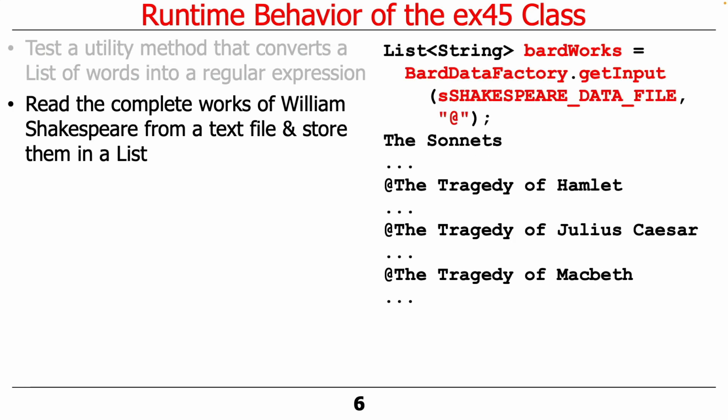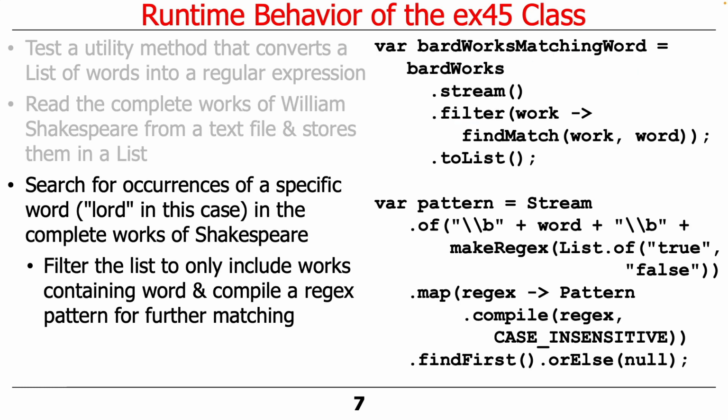We then also read the complete works of Shakespeare from a text file and store them in a list. You can see how we do that here. We then use a couple of other methods to search for occurrences of a specific word. In this case, the word is Lord. And we're going to filter this list to only include works that contain that word. And then we're going to compile a regular expression pattern for further matching.